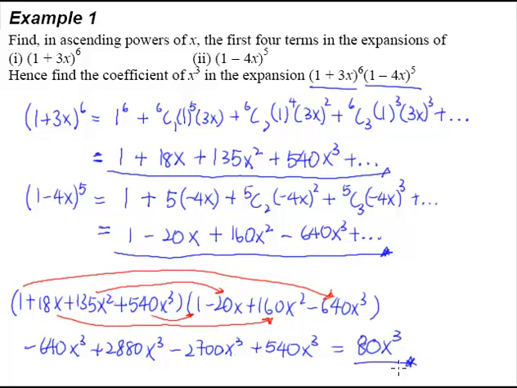So in this expansion there's only one x cubed term, and the x cubed term is 80x cubed. So the coefficient, bear in mind, the question asks us to find the coefficient. So please do not write your answer as 80x cubed. The answer should be simply 80. So this is the answer for this example.